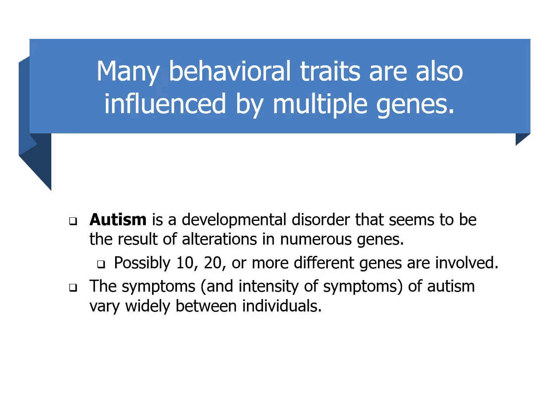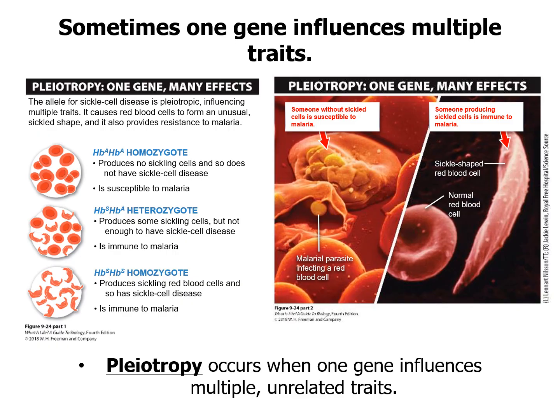Okay, so kind of going the opposite of a polygenic trait, which is multiple genes leading to one trait, we can also have pleiotropy. This is going to be one gene that influences multiple unrelated traits. The example I have for you is one that we've actually already talked about a few times, and that is sickle cell. Remember that sickle cell is a condition where the blood cells, red blood cells, have an irregular shape.